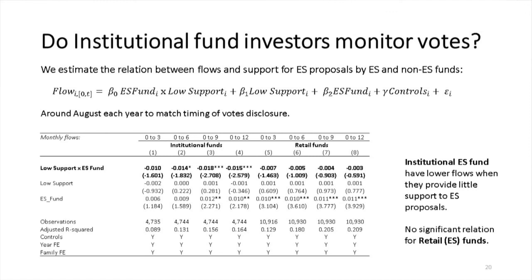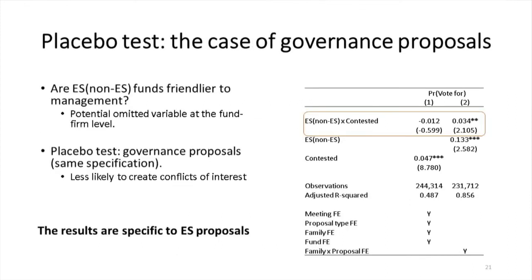It could be that it takes some time, but it is there for broader windows such as 0 to 6 months or 0 to 9 months. And again, nothing there for retail funds. So this supports the view that families are doing that in order to hide the low support or the ideology from investors that have the ability to monitor. If you cannot monitor, you don't even bother to engage in strategic voting in the first place.